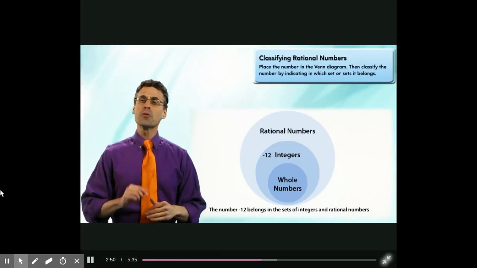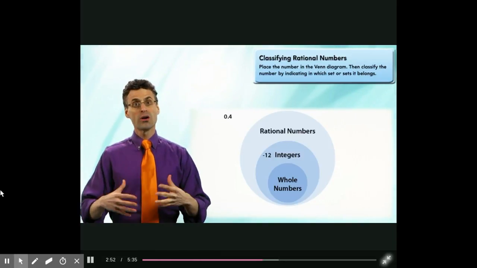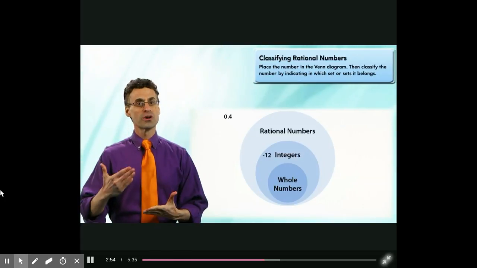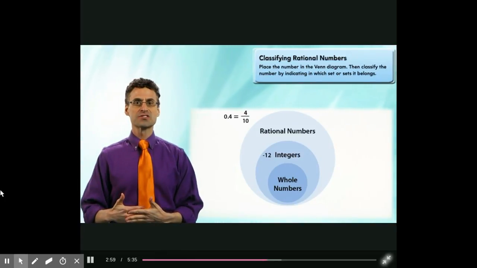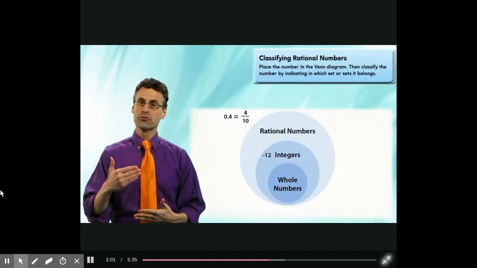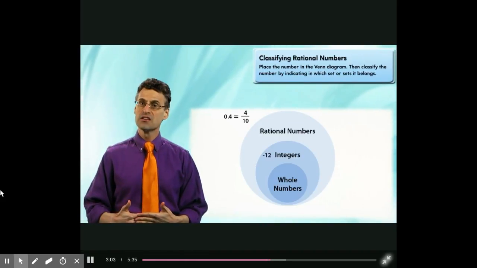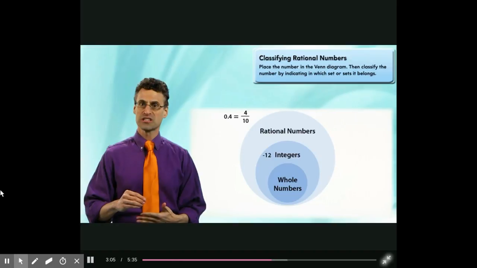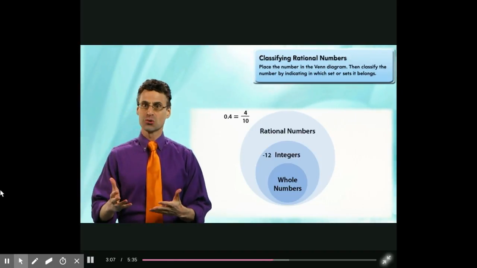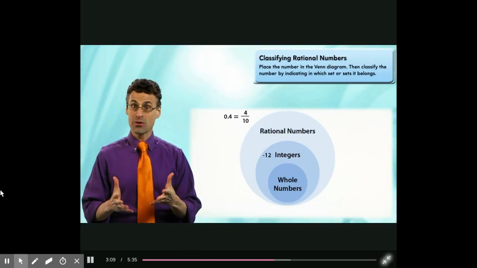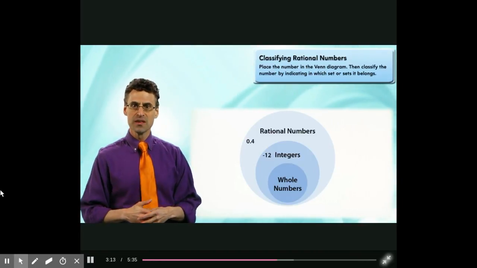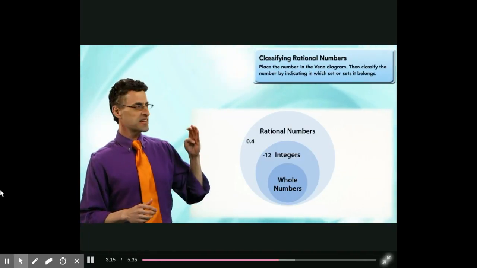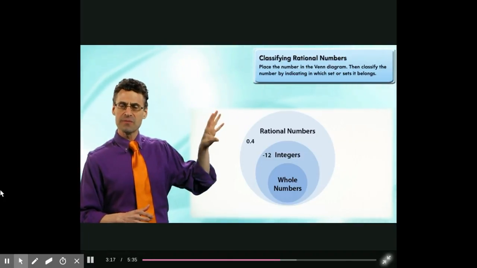How about 0.4? The way we read that is 4 tenths. Well, just by saying 4 tenths, it gives us a clue that we can write it as 4 over 10. So we can convert that decimal expansion of the number to a number that is now easy to see to be rational, namely 4 over 10. Now, 4 over 10 is an example of a rational number. So it definitely makes it into the first club.